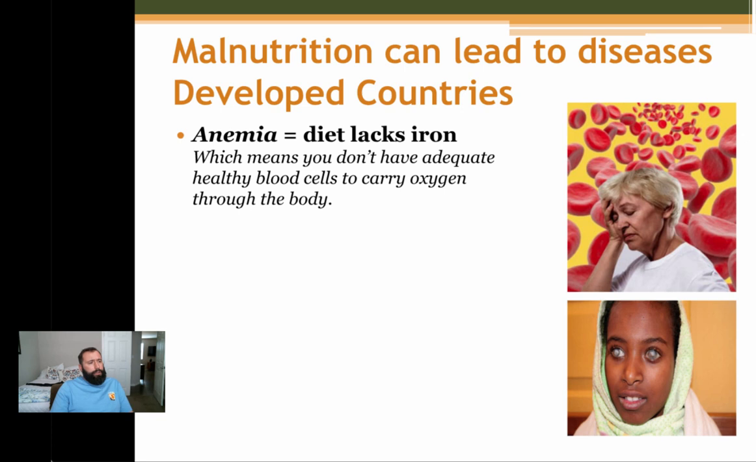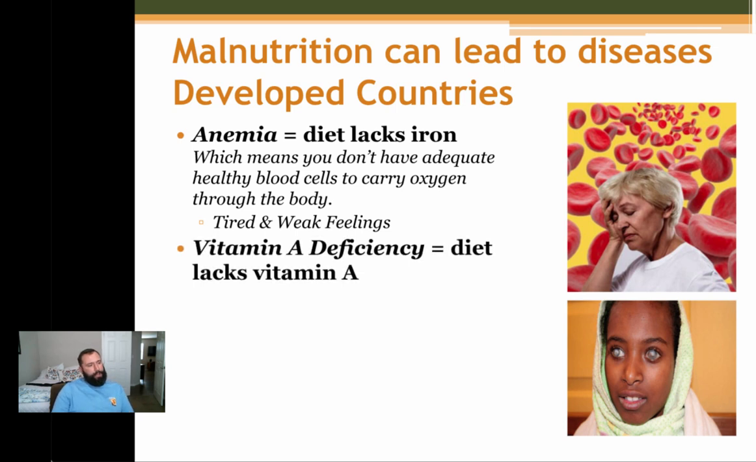What are some other diseases involved? There's anemia, which occurs when a diet is lacking in iron, right? What is anemia? This means that you don't have adequate healthy blood cells to carry oxygen throughout the body. Anemia could exist because we're not eating enough iron in the form of muscle meat from different animals. You can feel tired and weak.